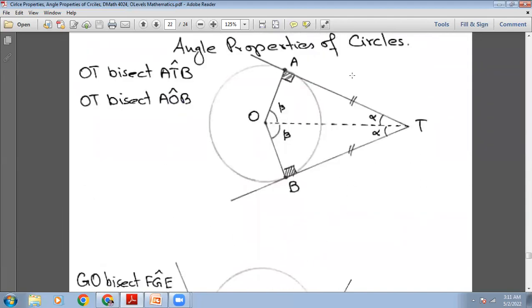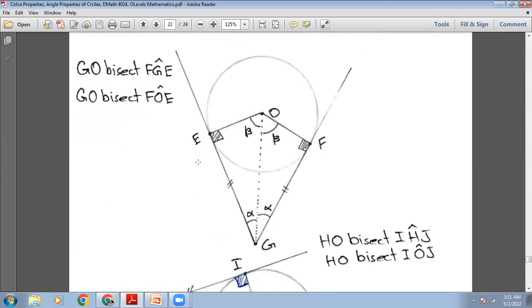So here we have an external point, and its tangents are AT and BT. If you join the external point with the center, this dotted line will bisect the angle here and bisect the angle here. So this angle and this angle will be equal to each other. This angle and this angle will be equal to each other.